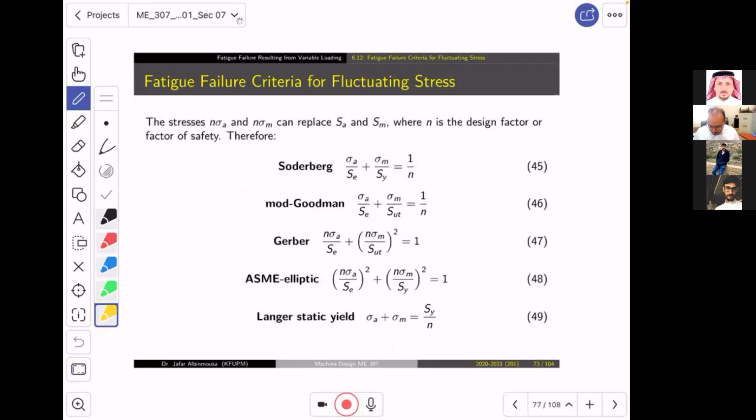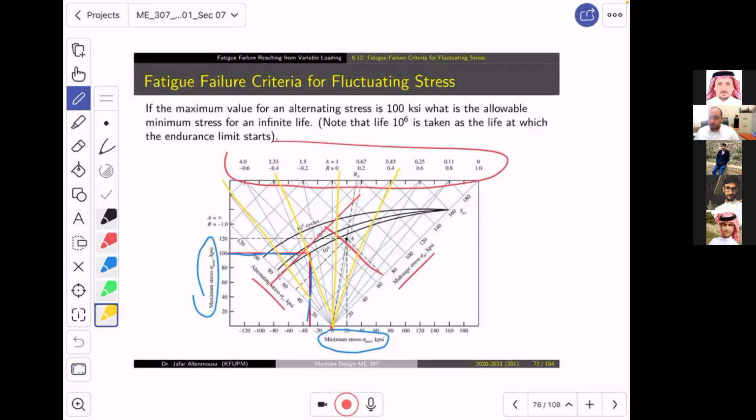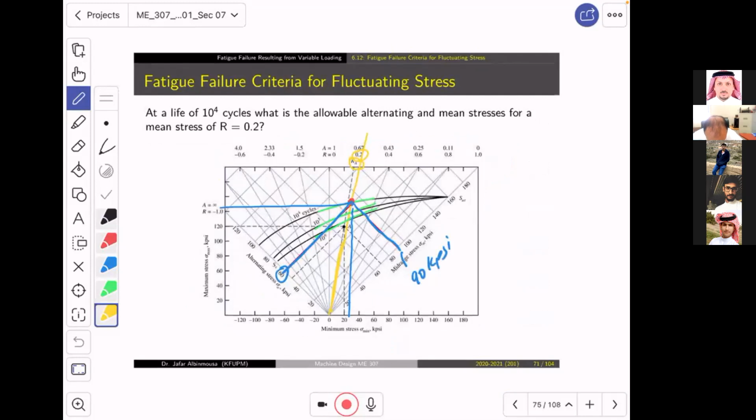Very simple. Yes. If the given says the ratio is -1, should we go horizontal from the -1 on the left axis, because R is written here as -1, until we cut the lifetime curve? You mean here? For example, what is this? Is that what you mean? Yes.